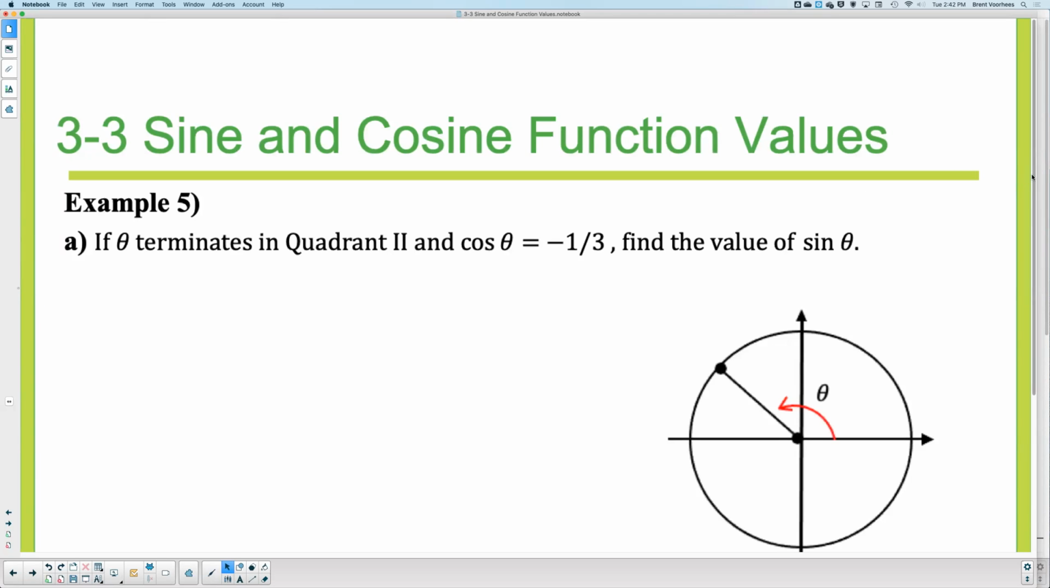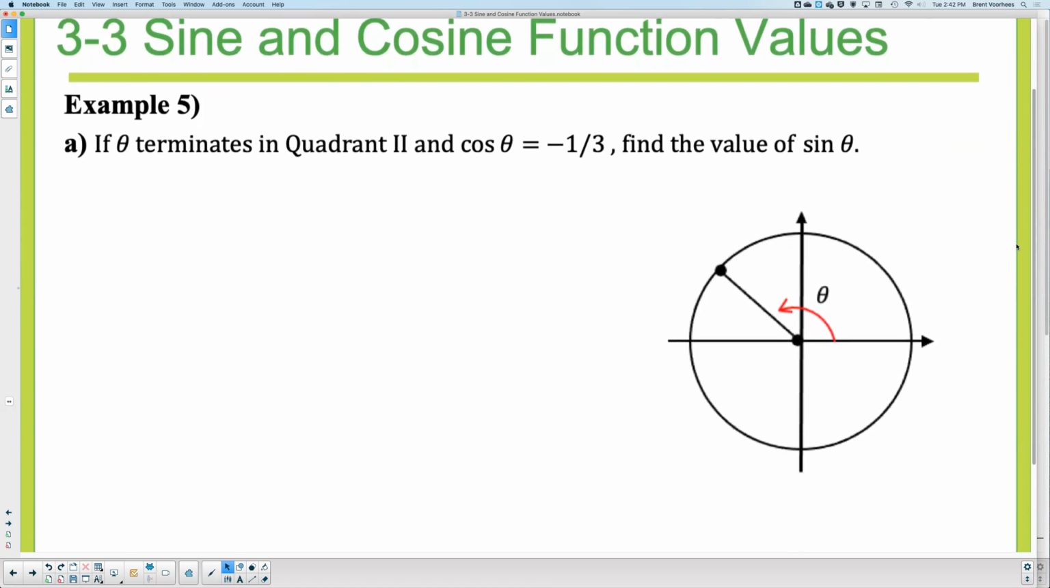Example 5. It says if theta terminates in quadrant 2. What does terminate mean? Ends. So what you need to know is when we talk about a circle, we're always going to start at the positive x-axis. That's the initial side. Terminal means ending. It ends right there in quadrant 2.